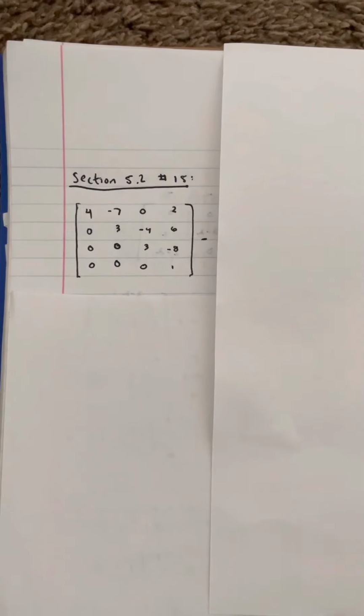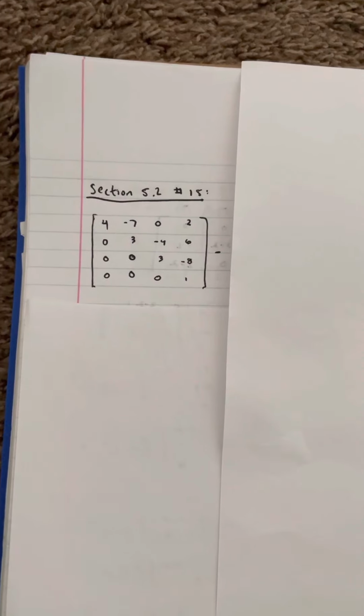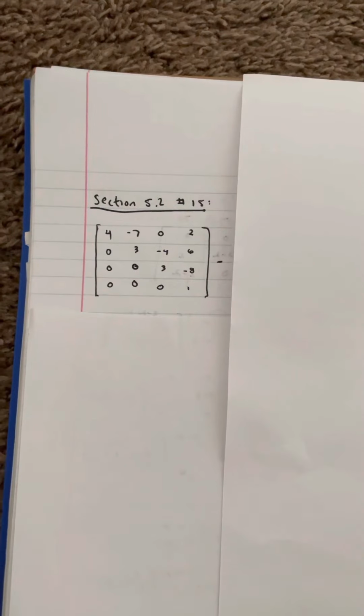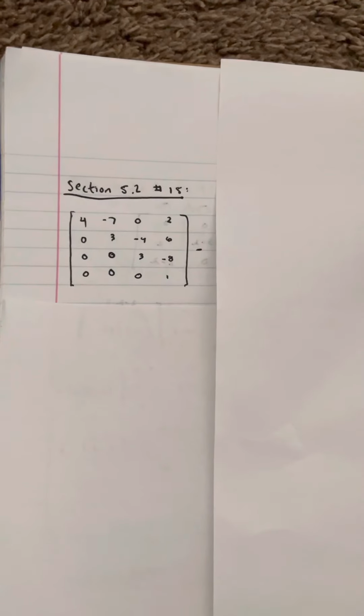In this video, I will be going over section 5.2, problem number 15, which asks us to find the eigenvalues of the 4x4 matrix below. Just like problem number 11, to start it off, we have to subtract the original matrix by a matrix that has eigenvalues in the diagonal. After we do that, we'll be left with a new matrix: 4 minus eigen, -7, 0, 2; 0, 3 minus eigen, -4, 6; 0, 0, 3 minus eigen, -8; 0, 0, 0, 1 minus eigen.